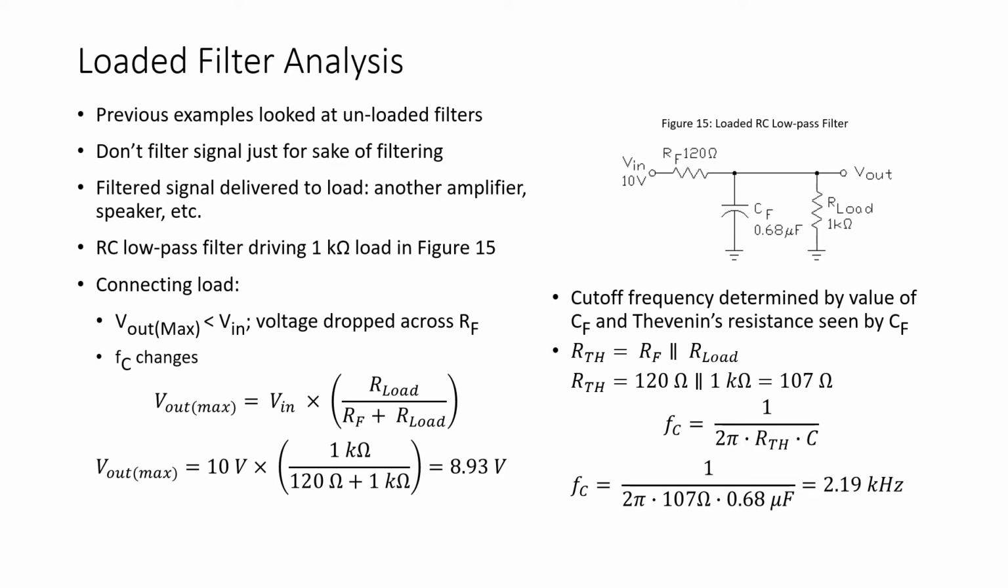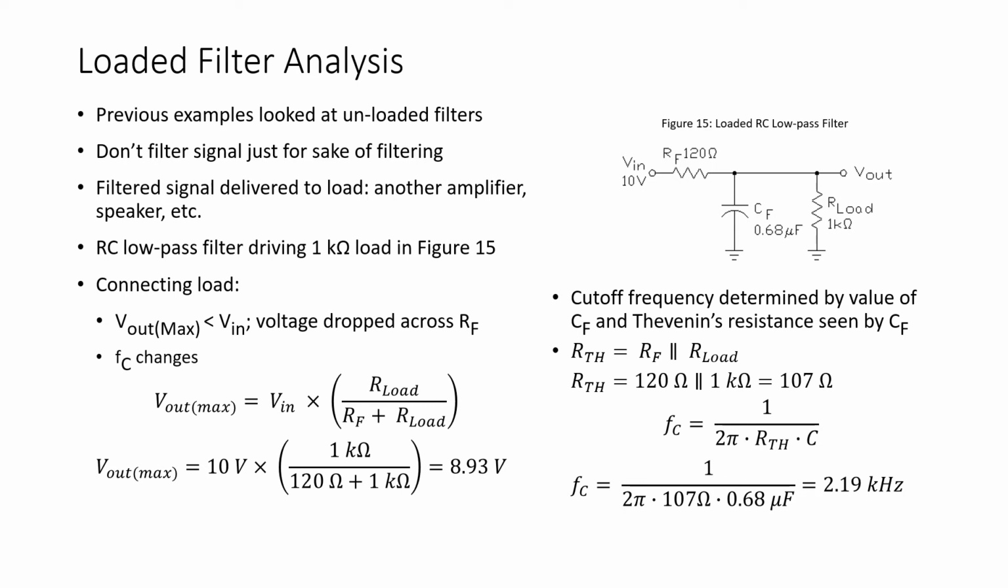Now, in these previous examples, we've looked at the analysis of filter circuits with no load connected. But we don't filter a signal just for the sake of filtering it. This filtered signal has to be delivered to some sort of load. And this load could be another amplifier, could be a speaker, it could be an analog to digital converter, it could be a transmission line, the list goes on and on. So figure 15 shows us an RC low-pass filter with a load, with a 1 kilo ohm load connected to it.